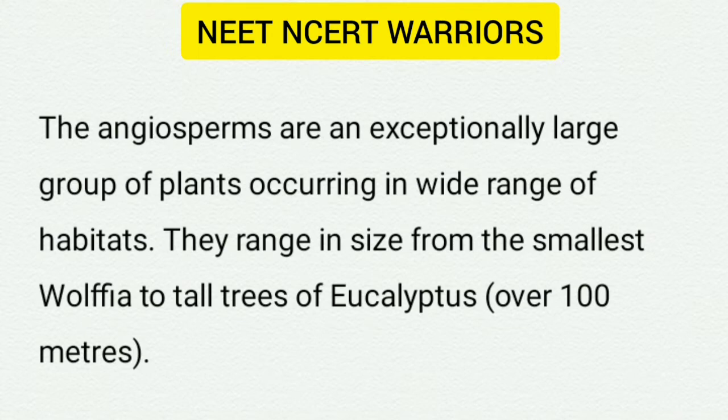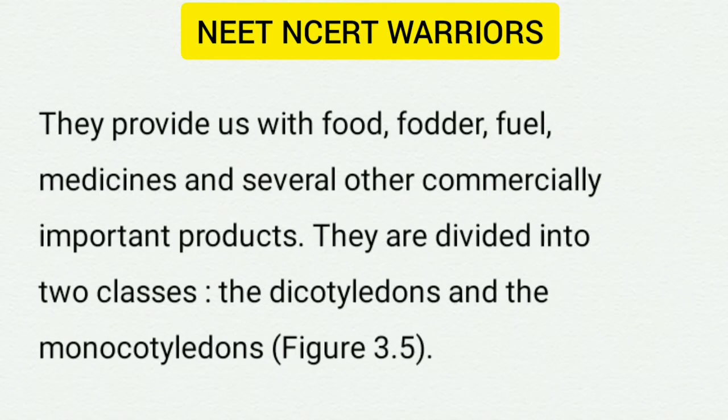They range in size from the smallest Wolffia to tall trees of Eucalyptus, over 100 meters. They provide us with food, fodder, fuel, medicines and several other commercially important products. They are divided into two classes, the dicotyledons and the monocotyledons. You can see in figure 3.5.